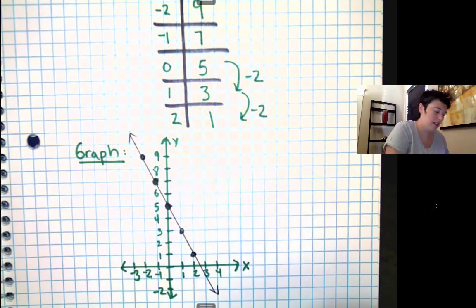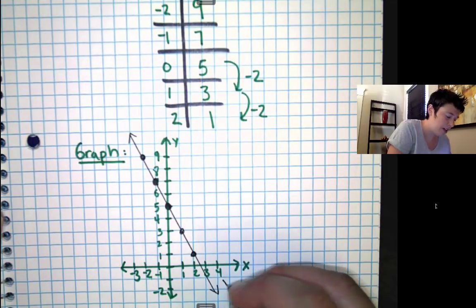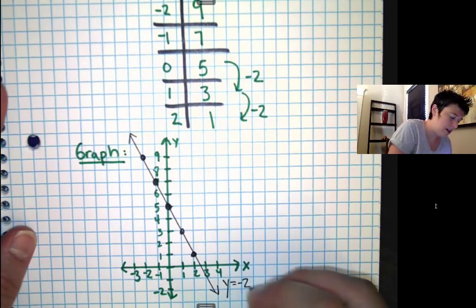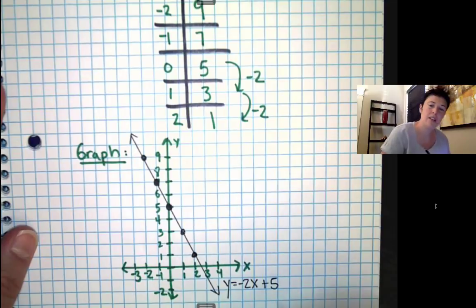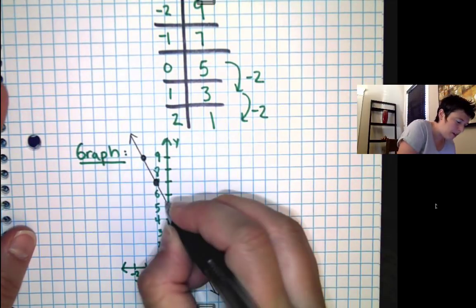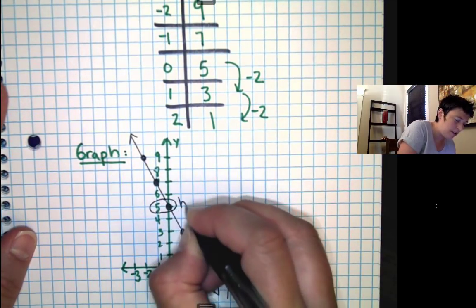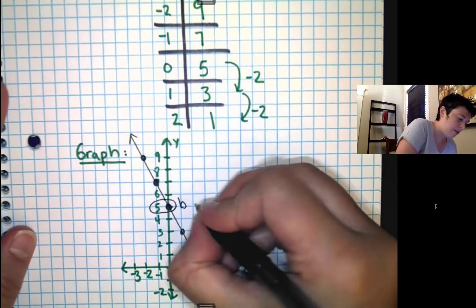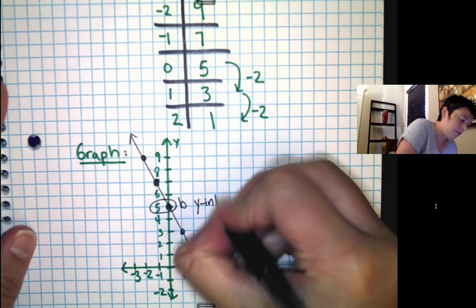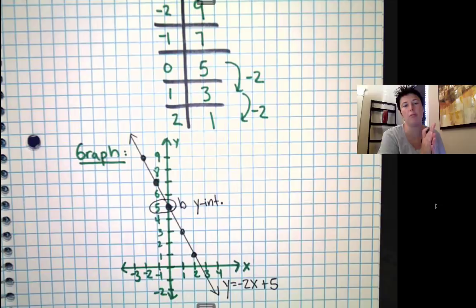I'm going to, next to the bottom arrow, write the rule y equals negative 2x plus 5. And I'm going to circle that B value, that y-intercept. I'm going to label it B. And then I'm going to write y-int, which stands for intercept, or it hits the y-axis. And I have a pretty good graph.